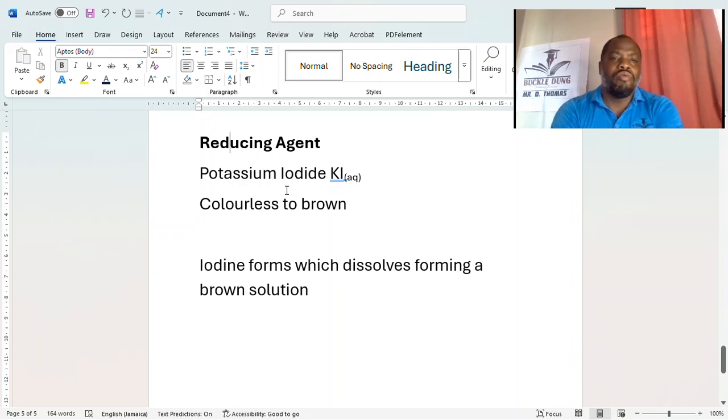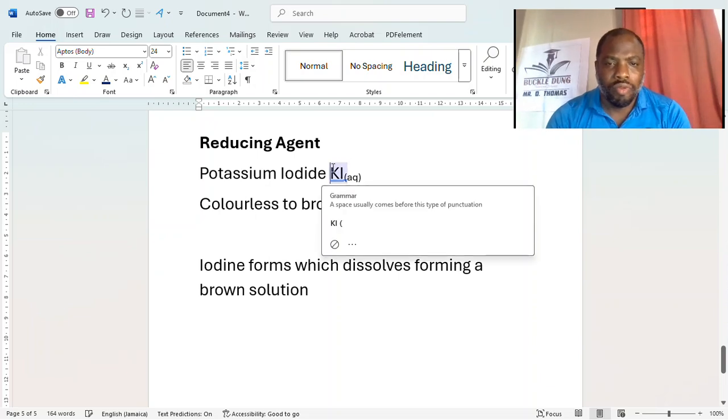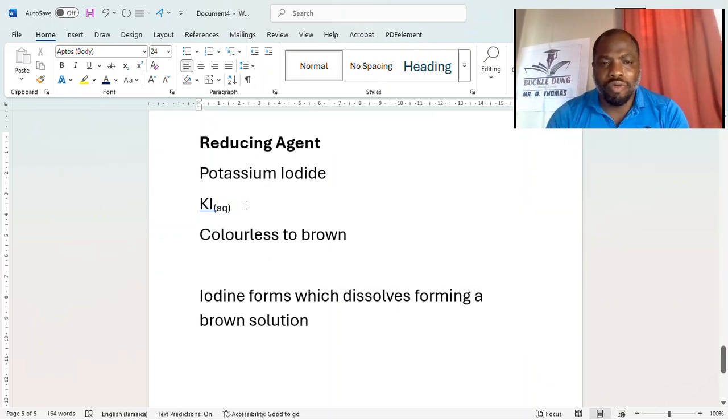So when we look at the reducing agent, the first one we're going to examine is potassium iodide. Now, we need to remember what is happening to a reducing agent in terms of oxidation and reduction. So a reducing agent is being oxidized. Yeah? And remember, oxidation is the loss of electron. So watch us now. The potassium iodide is colorless.